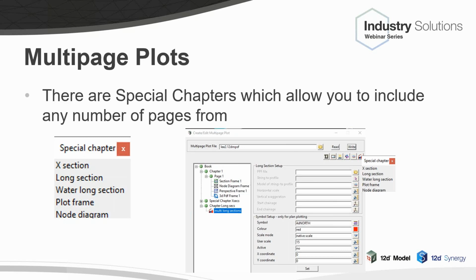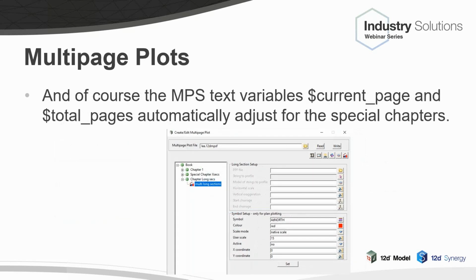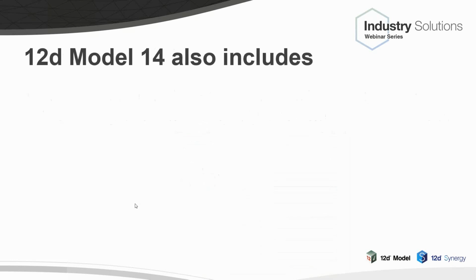So these special chapters, as I say, are there for all the things you can actually do up in the plotting, all the main ones. So you can put together a whole book very, very easily. And the fact that the number of pages for long sections and cross sections may change, you do not have to worry about it. We worry about it in the background. And of course, we've got the MPS text variables, which you can put anywhere. One's called $current page. There's another one called $total pages. So that will automatically adjust for those special chapters, so you don't have to figure out how many pages there are in the book. There's a $total pages to do that for you. So I think there's lots of good things in the multi-page plots for you.